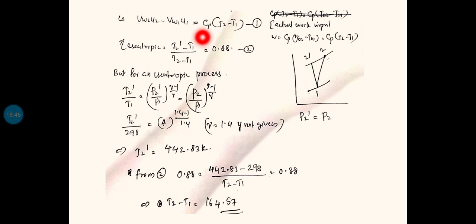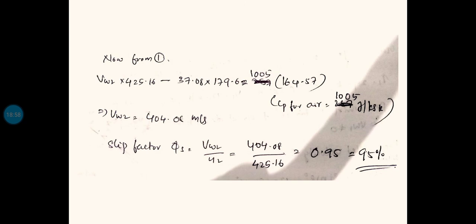So in that case you convert that kilojoule into joule. Now then only the equation will be correct. All other quantities are in the SI unit. So substituting for Cp, T2 minus T1, Vw1, U1 and U2, you will get the value of Vw2.